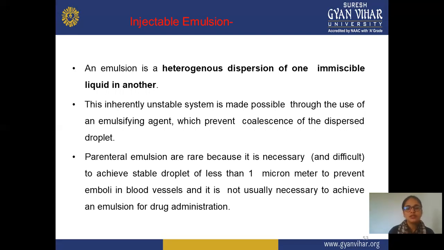And these parenteral emulsions are rare because it is necessary, and difficult, to achieve stable droplets of less than 1 micrometer to prevent emboli in your blood vessel. Means these small volume parenteral formulations have very few emulsions available, because emulsions have a stability problem and it is difficult to maintain stability, and maintaining the particle size is also difficult, and the particle size must be less than 1 micron.